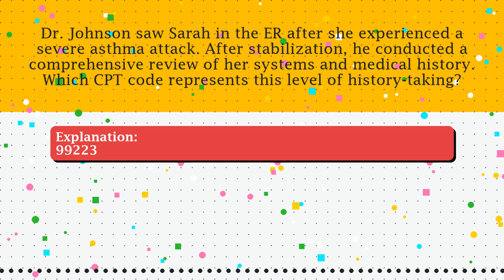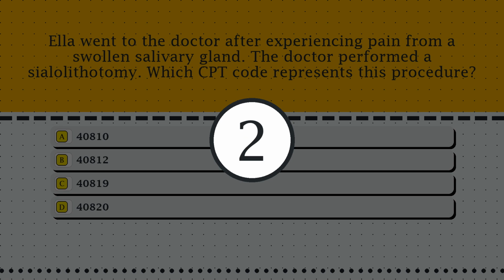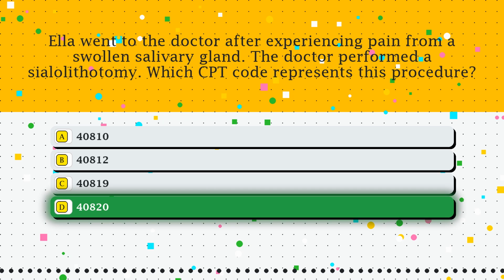99223. Question 223. Ella went to the doctor after experiencing pain from a swollen salivary gland. The doctor performed a coelolithotomy. Which CPT code represents this procedure? Option A, 40810. Option B, 40812. Option C, 40819. Option D, 40820. The correct answer is option D, 40820.